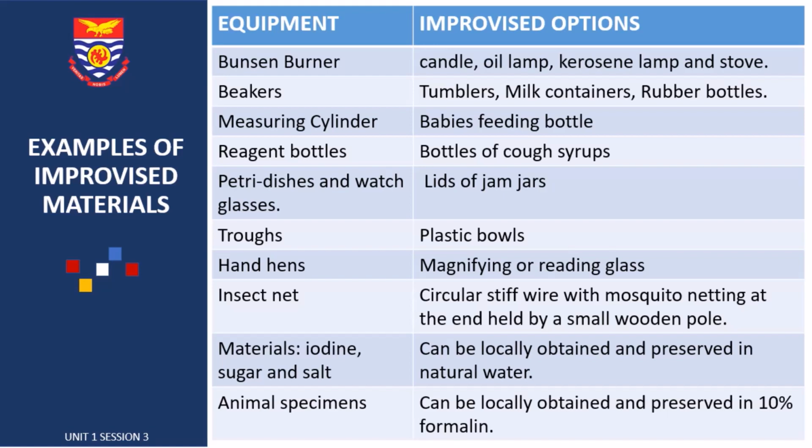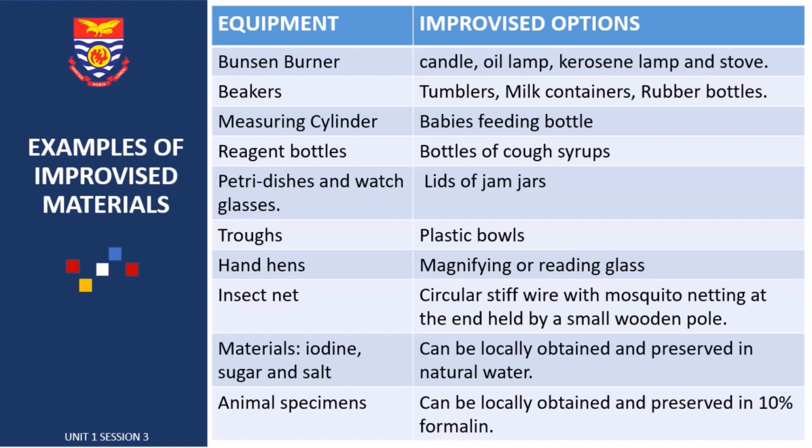We have petri dishes and watch glass, for which you can use lids of jam jars. Those who have not seen a jam jar before can Google it. You can see the lid of a jam jar, and you can use it as a petri dish. And then we also have troughs. For troughs, you can use plastic bowls. For the hand lens, you can use a magnifying or reading glass. And then we have the insect net, for which you can use a mosquito net.